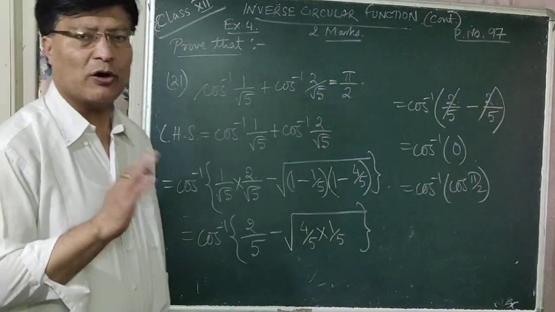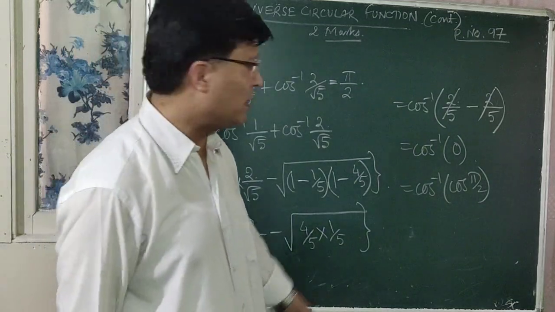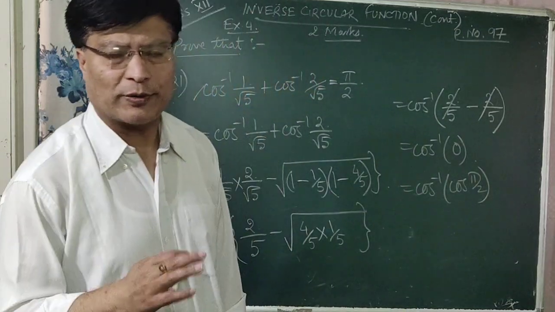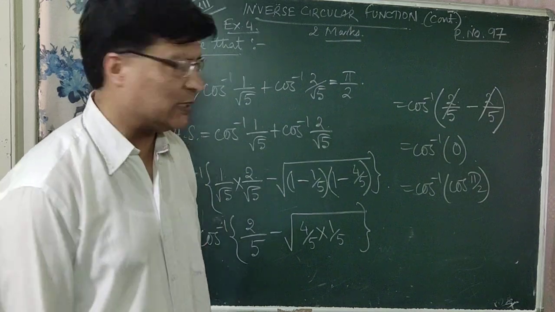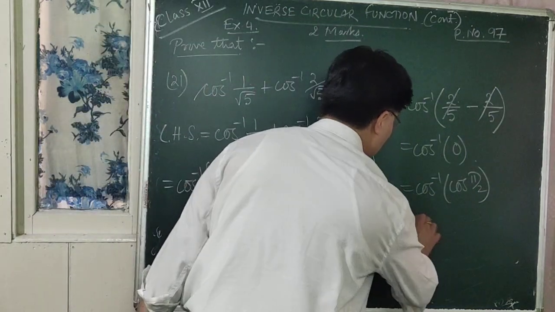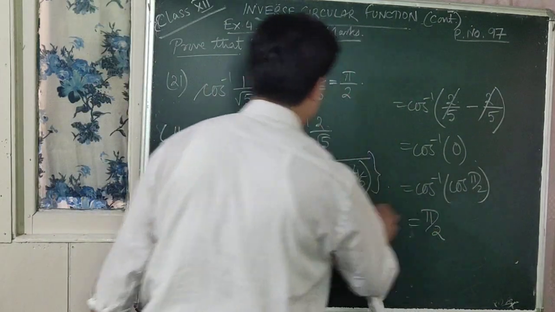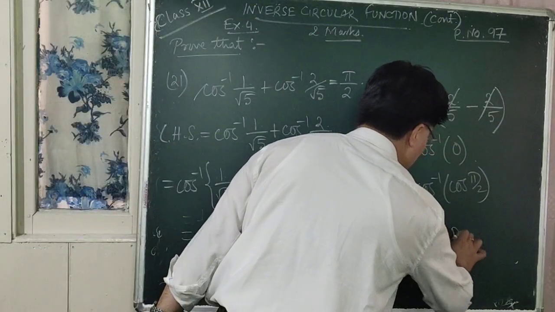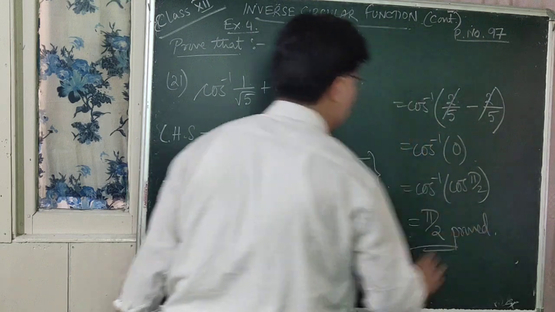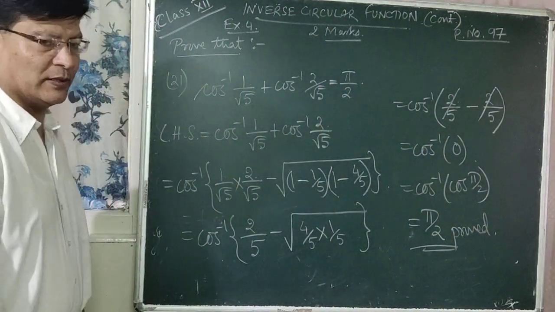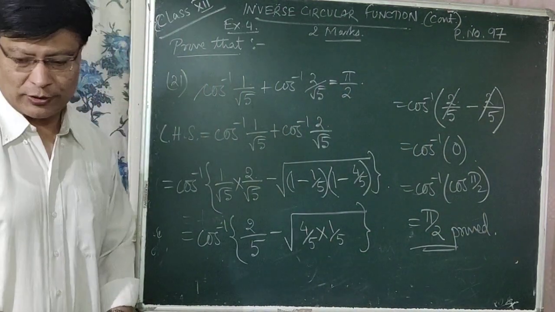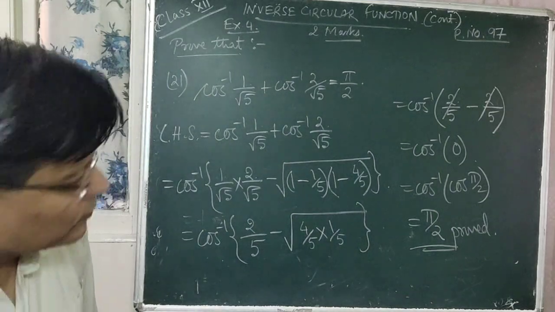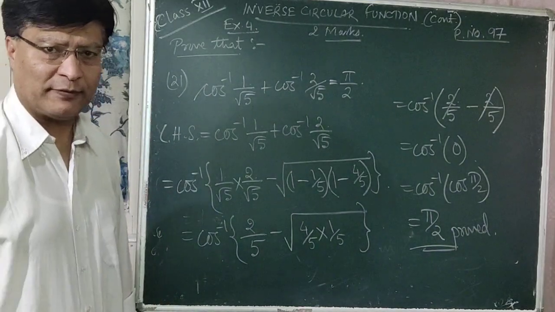So it is equal to cos inverse within bracket cos pi by 2. Cos of whichever angle is 0, that is cos pi by 2. So write down the angle in terms of radian. So what is cos inverse cos pi by 2? Which is equal to pi by 2. So it is proved. Which is equal to the right hand side. So it is proved. Okay. So you can copy it also. Or if you know the formula, you can do it yourself, right?